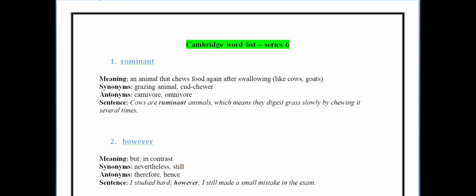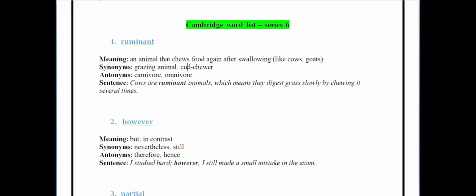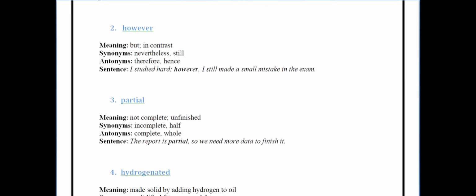The second word is however, the most misinterpreted word and a word which is sure to appear in your writing or listening modules. And when you understand the word, it helps you to command in speaking and writing. The word is however. However means but or in contrast.